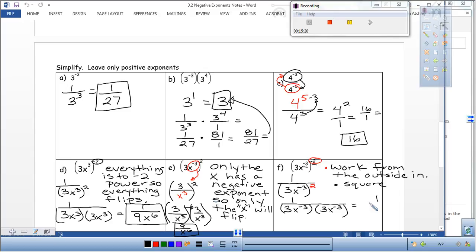Okay, that's going to become 1 over 3 times 3 is 9. And x to the negative 3 times x to the negative 3 is x to the negative 6. Still add the exponents. Now we're going to deal with the negative exponent. Now, the x is the only thing with a negative exponent. So it's the only thing that's going to move. Okay, it's on the bottom, so it has to flip to the top. So I'm going to have x to the 6th on the top divided by 9.